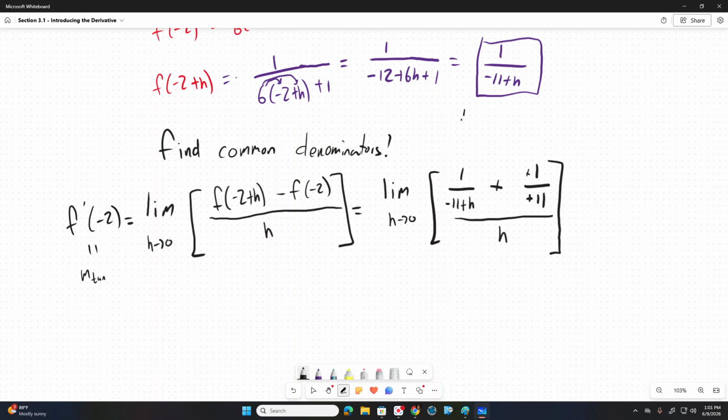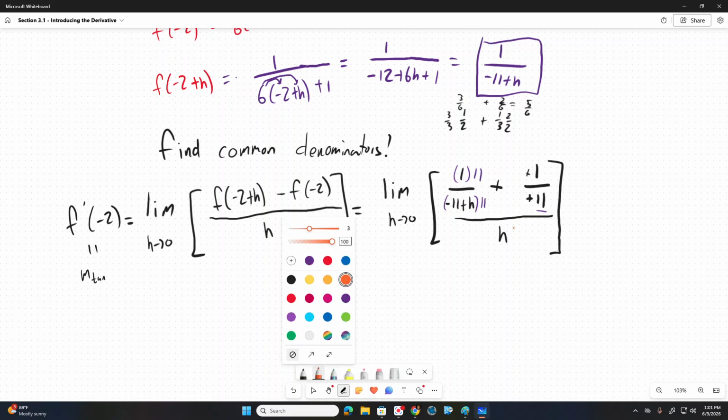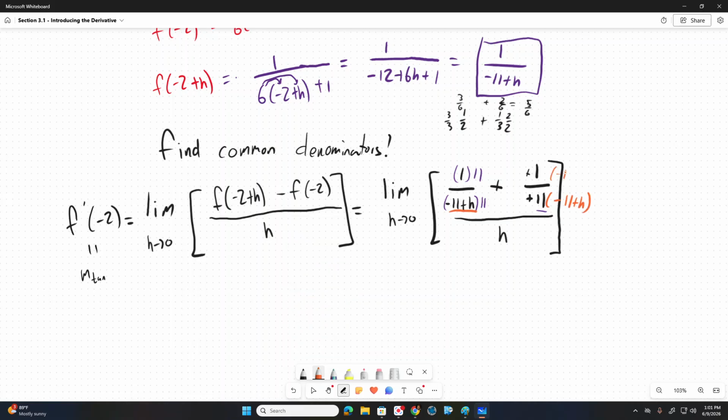Now, how do we add something like 1/2 plus 1/3? Well, we're going to multiply by the number 1 on each side. We're going to rewrite it as 3/6 plus 2/6 is 5/6. So, how are we going to get those like terms? This one I'm going to multiply by the other denominator, 11 over 11. And this one, the rightmost one, I'm going to multiply by this denominator, negative 11 plus h, over negative 11 plus h. Okay?